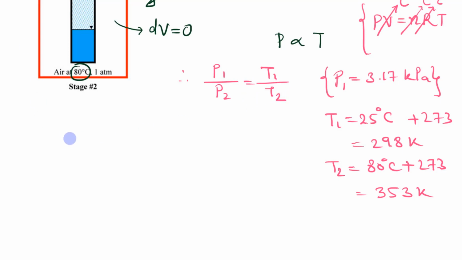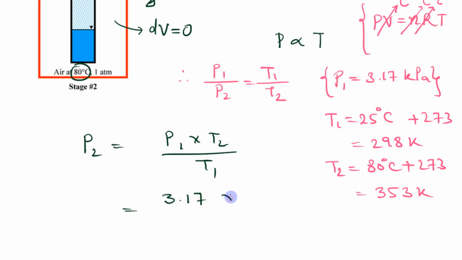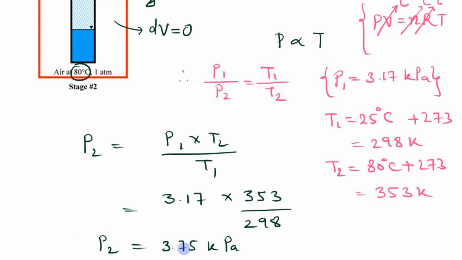Now substituting all these values in this relation P1 by P2 is equal to T1 by T2, we can get the value of P2 from here as P2 should be equal to P1 into T2 divided by T1. So P1 value is 3.17 kilopascal multiplied by T2, which is 353, divided by T1, that is 298, and this value will come out to be 3.75 kilopascal. So P2 value we got is 3.75 kilopascal. Now this is the pressure of the mixture at 80 degrees Celsius.